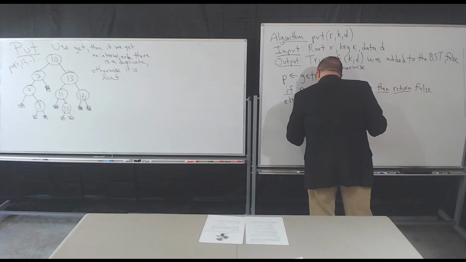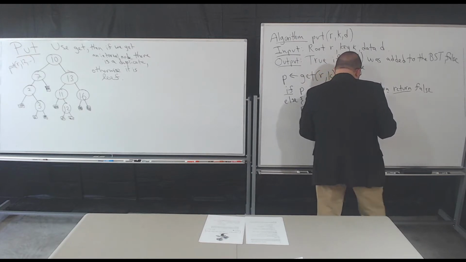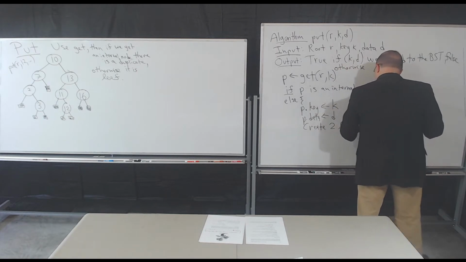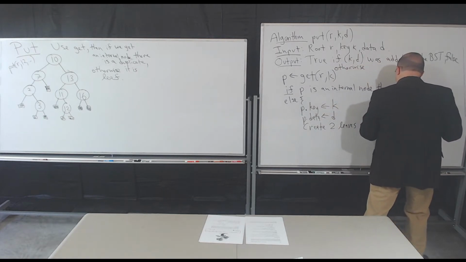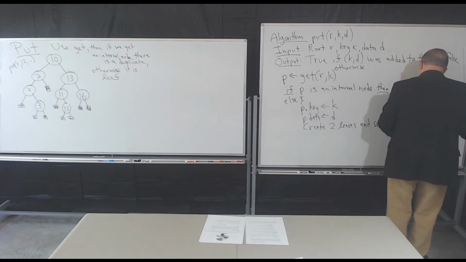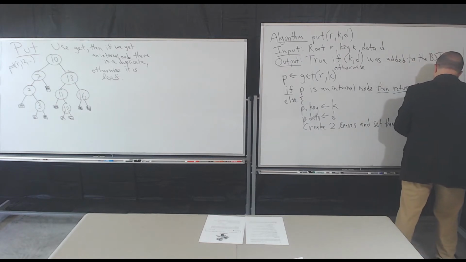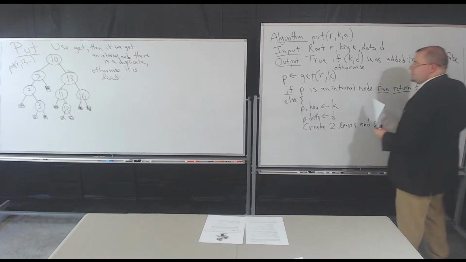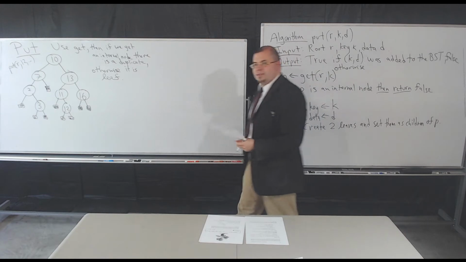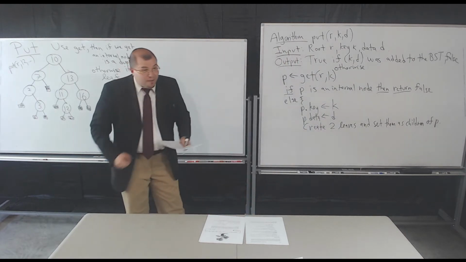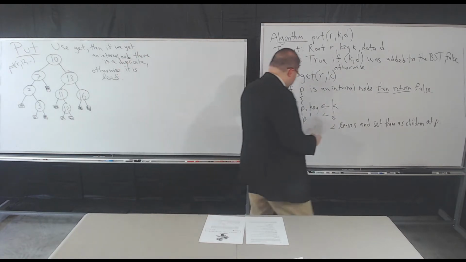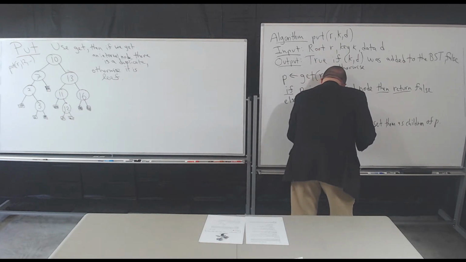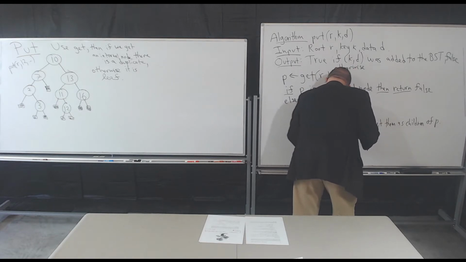And then I just create two leaves and set them as children of P. Now, one thing that's worth noting is whenever you do this, remember, don't forget about parent references. Those children have parents, right? They're not orphans. Then after this, you're just going to return true. And that's it.